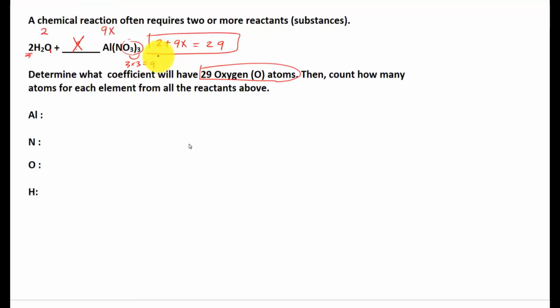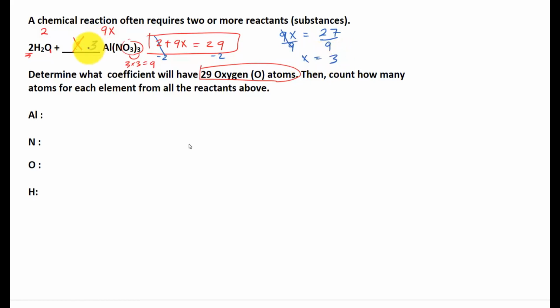We're going to subtract 2 on both sides, and what we have here is going to be 9x, okay? And that's equal to 27. And then we divide both sides by 9. That cancels out. x is equal to what? 3. So therefore, this must be 3 right there.